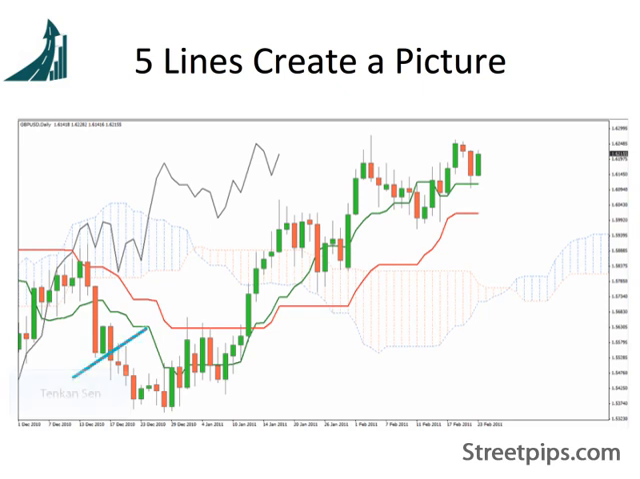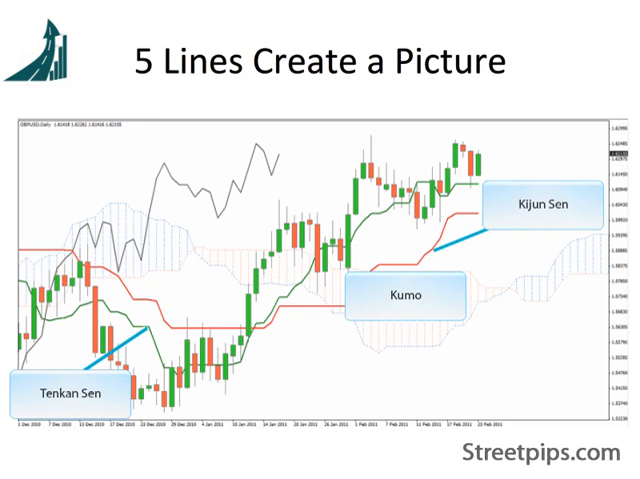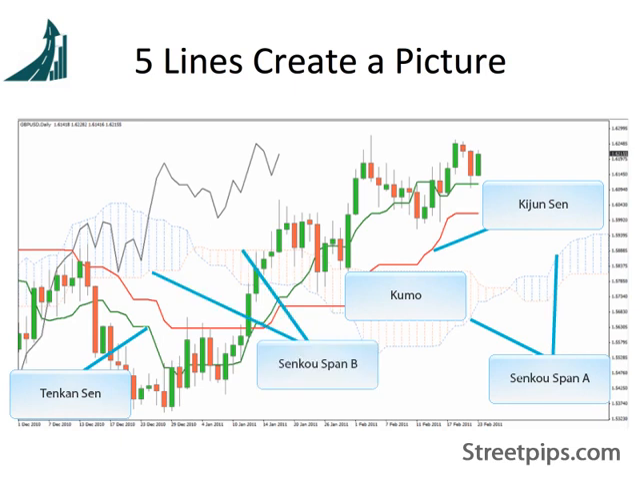This is the Tenkan-sen, the green line, which is the 9-period equilibrium. This is the Kijun-sen, the red line, which is the 26-period equilibrium. In the center of the screen you see the cloud, also known as the Kumo. And the Kumo is made up of 2 lines, Senkou-span A, the blue dotted line, and Senkou-span B, the orange dotted line. Senkou-span B is also the 52-period price equilibrium. The last component will be the Chikou-span, the gray line, which lags current price by 26 periods.